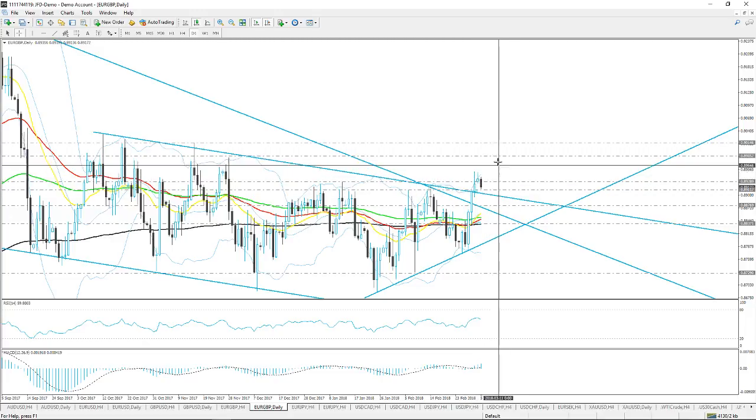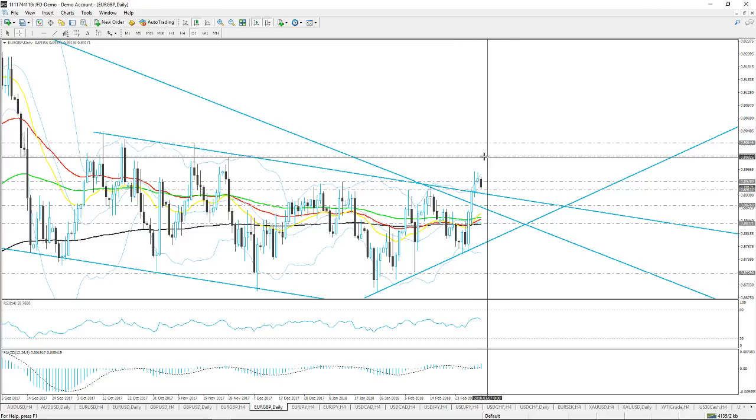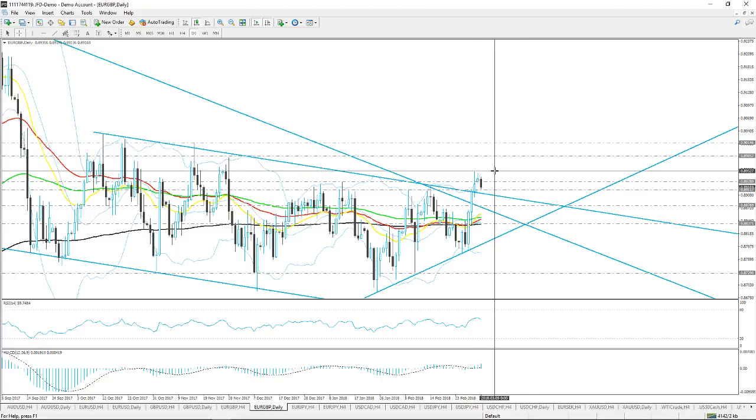I think it would be good for this pair to test the 0.90 level, the round number of 0.90. That could be ideal. Maybe this is my personal view, or wish, I could say. But we'll consider higher levels if we get a break above the 0.89,500.